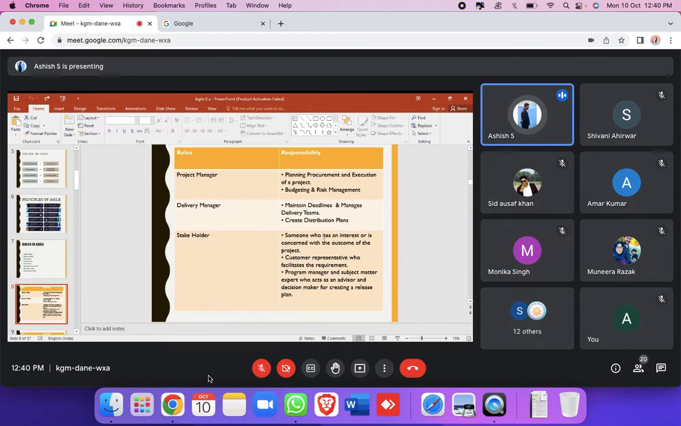Then he will create distribution plans. Distribution plans means you have multiple releases: when the first release has to be given, and how much time you need for the second release. That will be handled by your delivery manager.